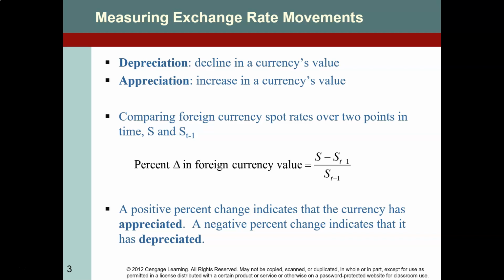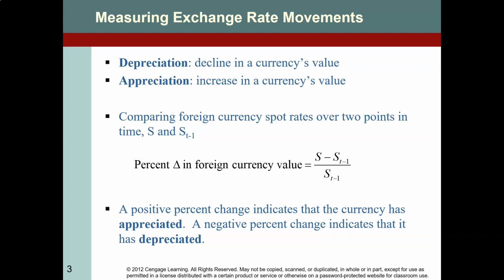We can compare foreign currency spot rates over 2 points in time, and we can show them as S, the current exchange rate, or the exchange rate at time t, and as t minus 1, the exchange rate 1 period ahead. Okay, it could be 1 year ahead or 1 month ahead. And for the percentage change, we use delta to indicate the change here.